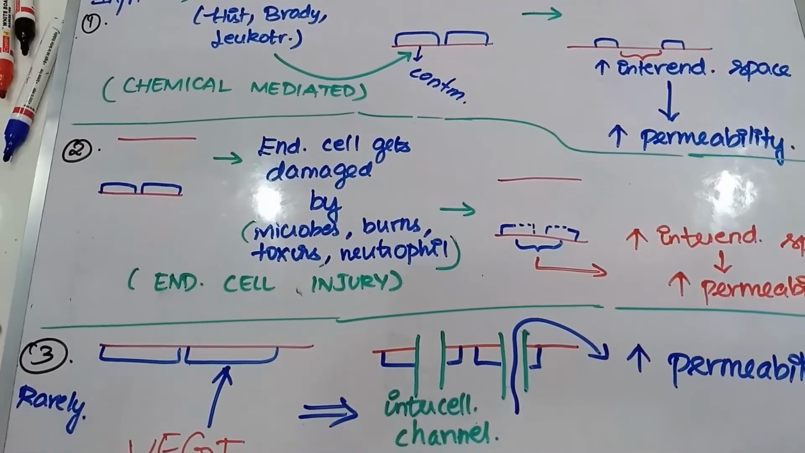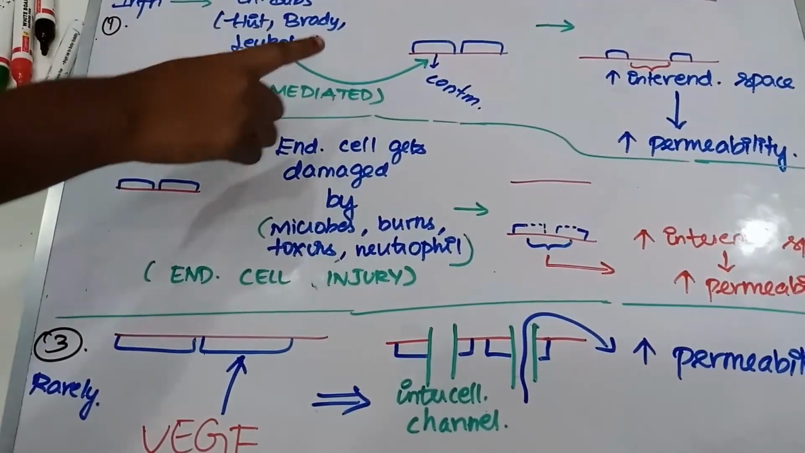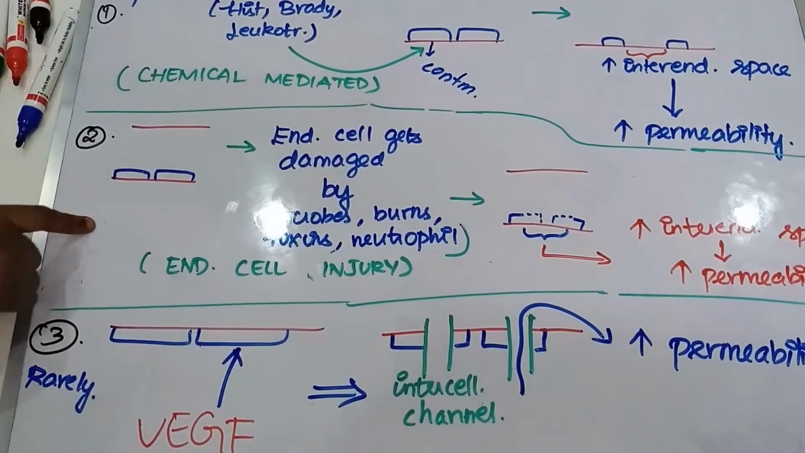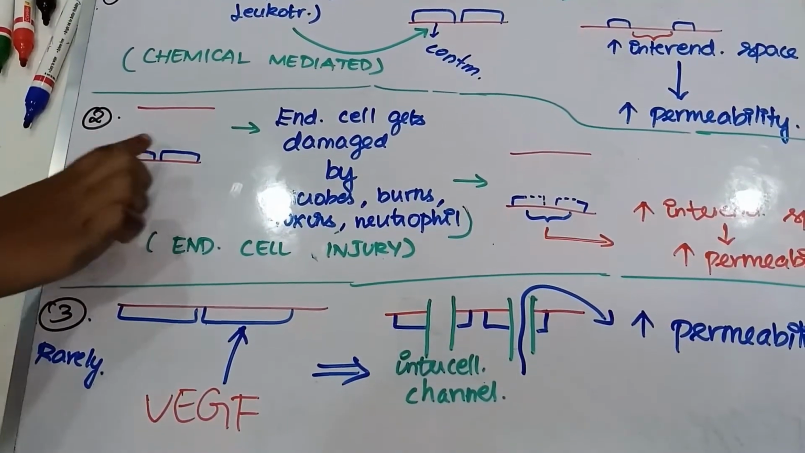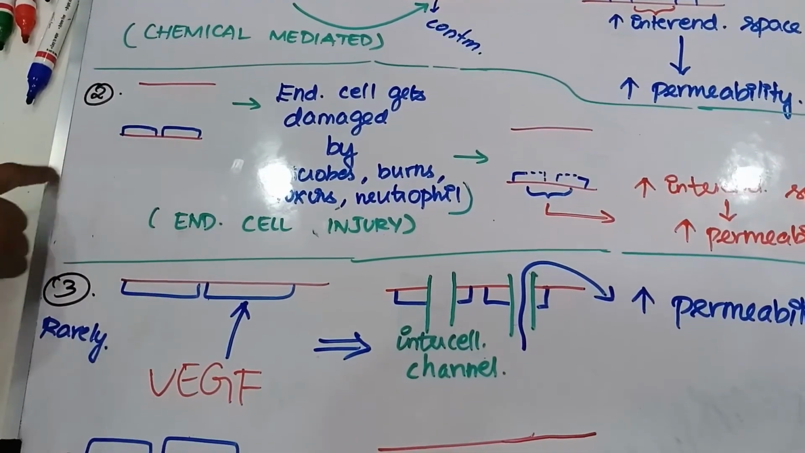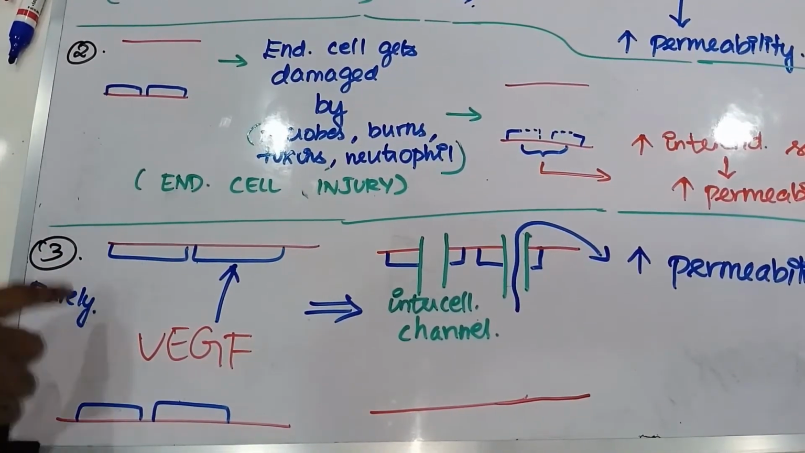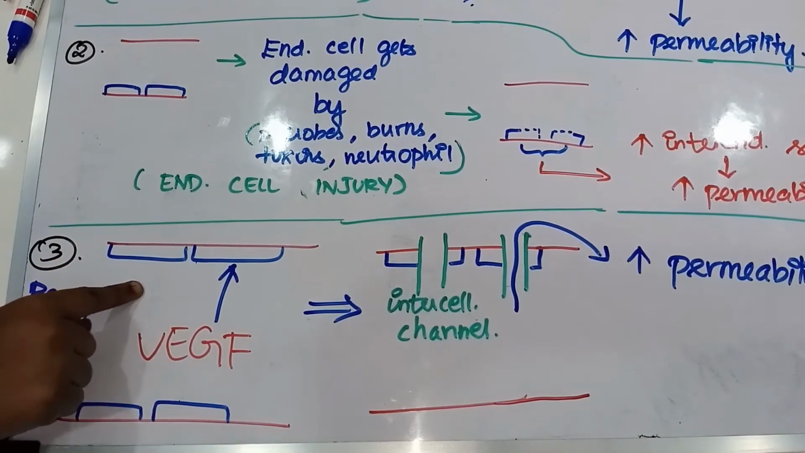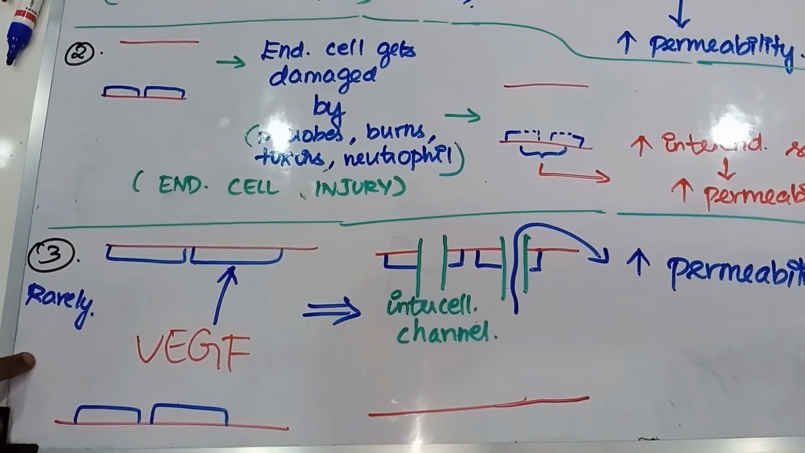So we'll again see quickly. Certain chemical substances can cause contraction of the endothelial cells, which causes increased interendothelial space, through which the vascular contents can leak. Secondly, if the endothelial cell itself is damaged, then there will be increased permeability to the vascular contents. And then most rarely, there is induction of intercellular channels in the endothelial cells, through which also vascular contents can leak.